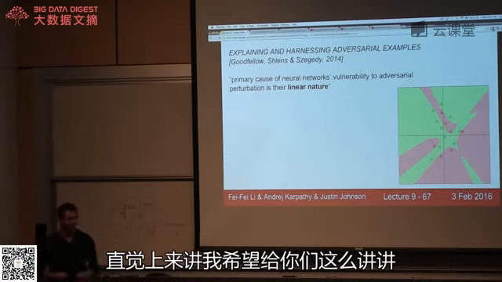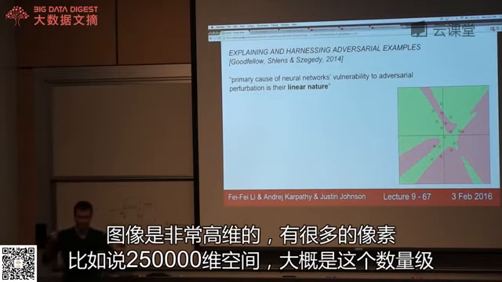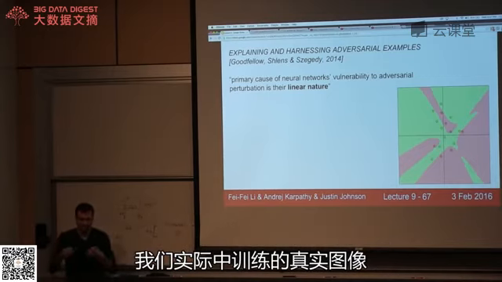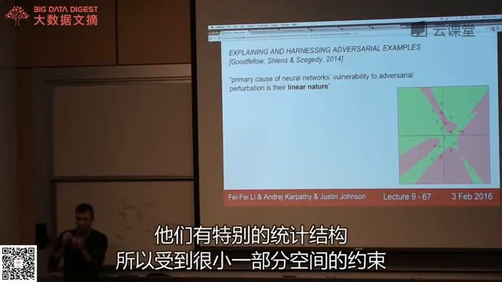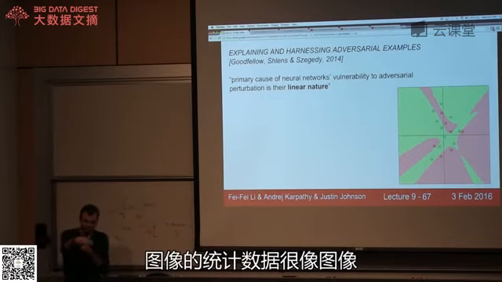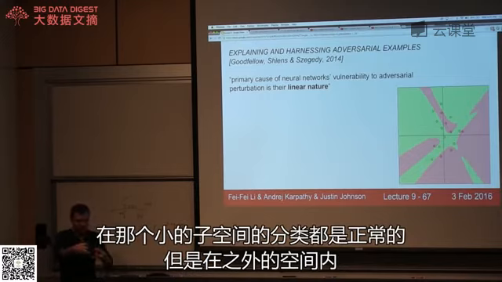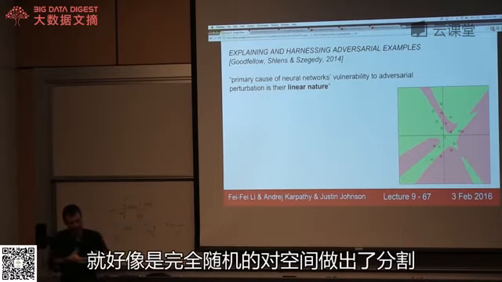But just the intuition I'd like to give you is the following. Images are super high dimensional objects, right? Lots of pixels, like a 150,000 dimensional space or something like that. And the real images that we actually train on have special statistical structure and are constrained to a tiny manifold of this space. We're training ConvNets on this, and those ConvNets work extremely well on that tiny manifold where the statistics of the images are image-like. But we're putting these linear functions on top of it, and we're correctly classifying that tiny submanifold, but outside of that manifold, we're casting these shadows of complete randomness and chaos because we haven't trained there.